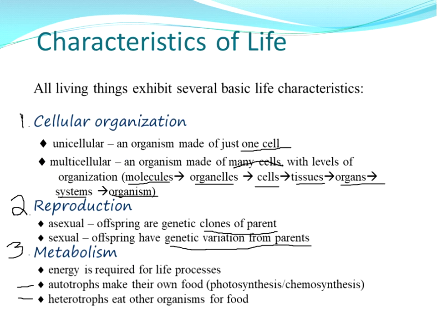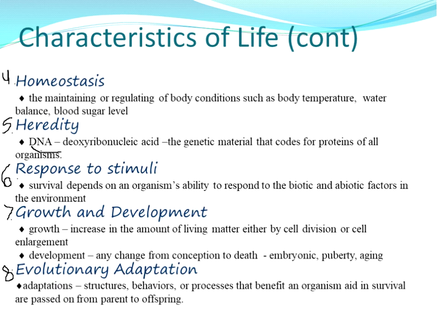So these are just characteristics of all life. Every single living thing must have cellular organization, must be able to reproduce, must be able to metabolize and break down things to make energy. Every single living thing must be in homeostasis to try to make the whole organism normal. Every single living thing must pass down DNA. Every single living thing must be able to respond to a stimulus. Every single living thing grows and develops. And every single living thing has the ability to evolve. So that's kind of the characteristics of all living things.